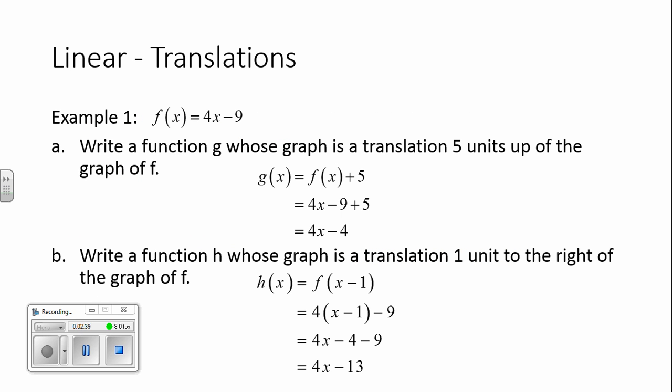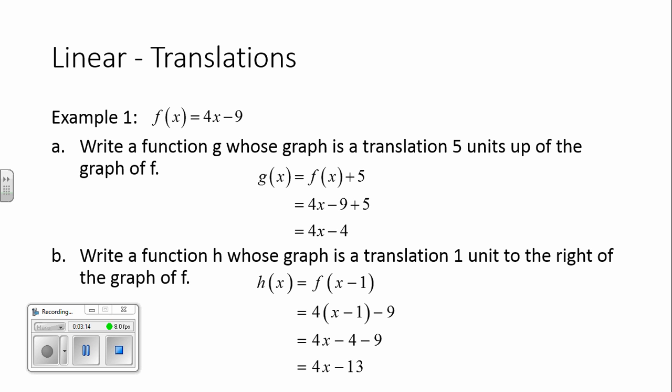Okay, a couple examples. First one, let's look at a linear example, meaning a line. So our equation f of x is 4x minus 9. So just thinking of a line in the form y equals mx plus b, our slope is 4, down 9. So part A, write a function g whose graph is a translation 5 units up from the graph of f. So this time f is considered our starting point. Instead of just thinking our parent graph of a line is y equals x, we're going to start with this function f of x being 4x minus 9, and we want to move that 5 units up.